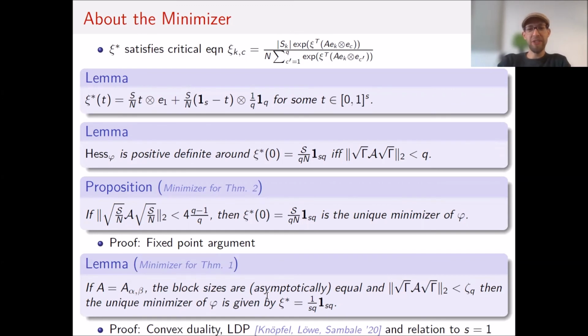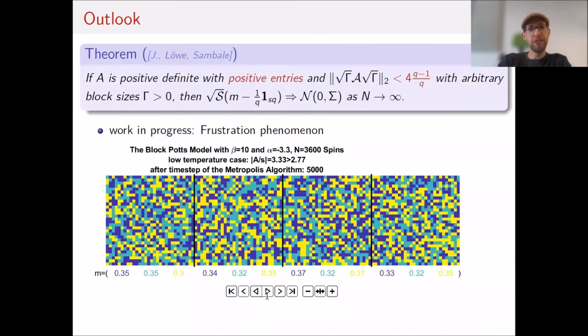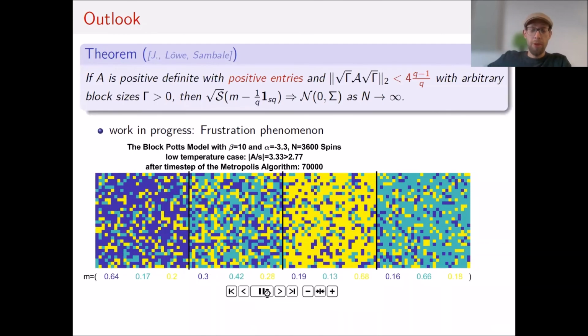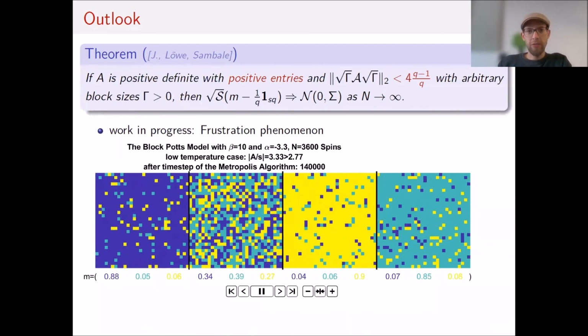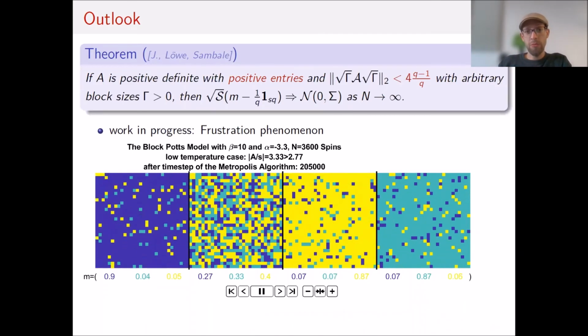Yeah, and these are basically all the ingredients that we need in order to prove the central limit theorem, where in the future, of course, we would like to get rid of the positive entry assumption and get closer to the critical or even the low temperature regime, because then we could understand the following very interesting frustration phenomenon, which happens if you look at more blocks than colors available, and if you have negative interaction between the blocks.